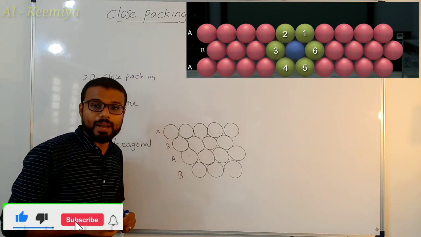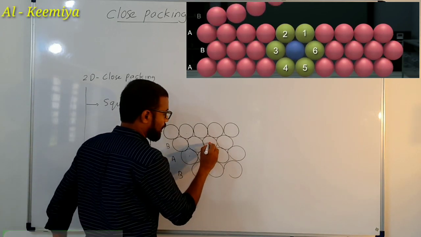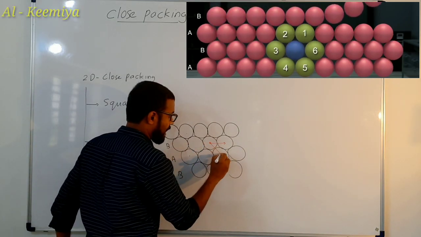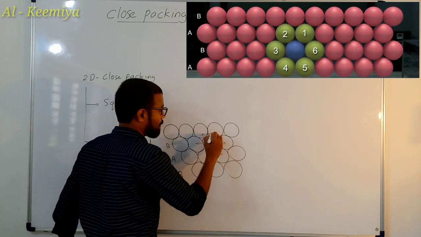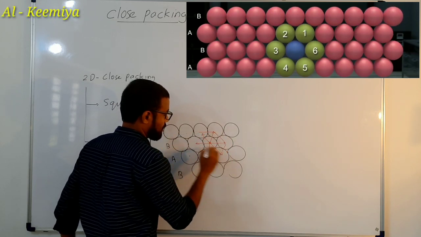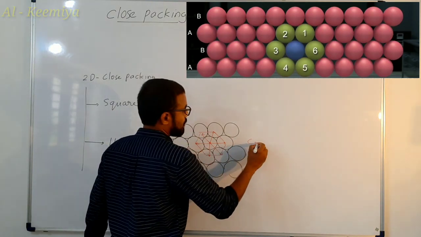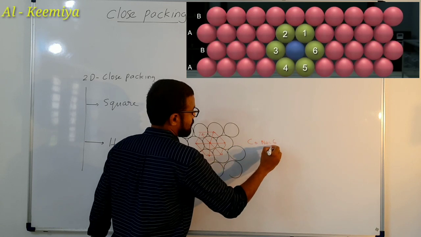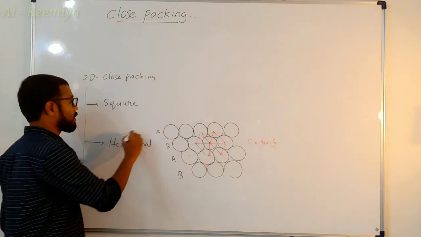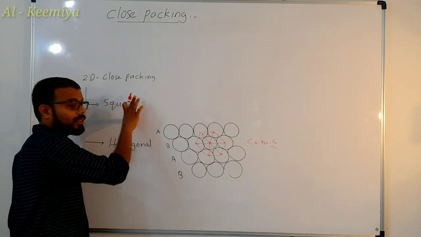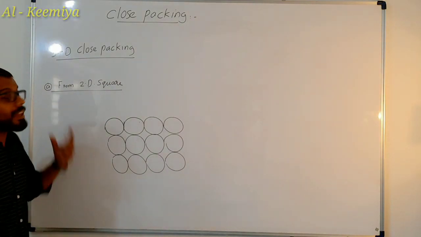AB type arrangement. In this arrangement, if you take one particle, that particle is in direct contact with how many particles? 6 particles. So the coordination number is 6. You can see there. So this is 2 dimensional hexagonal close packing. Then for 2 dimensional square close packing, the coordination number is 4. Next, 3 dimensional close packing.